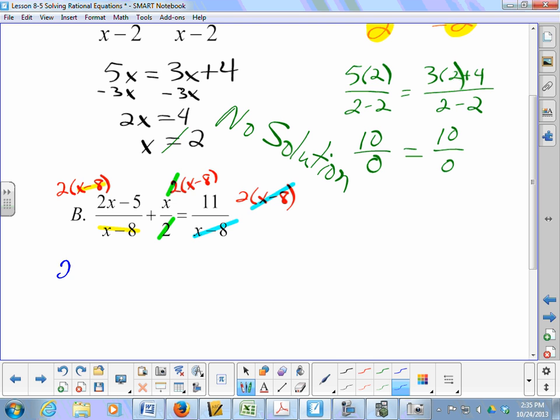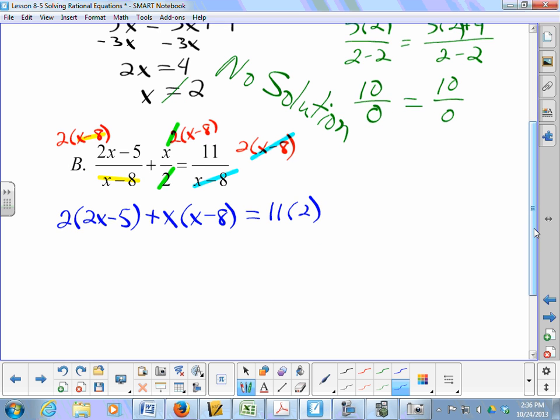So we get 2 times 2x minus 5 plus x times x minus 8 equals 11 times 2. Okay. So the x minus 8's canceled, so I have 2 left multiplied by my numerator here. The 2's canceled, so I have x times x minus 8 because it's still there. The x minus 8's canceled, so I have 11 times 2. Now I just end up with a quadratic equation that I'm going to need to solve. And so we're going to go through this whole process here.